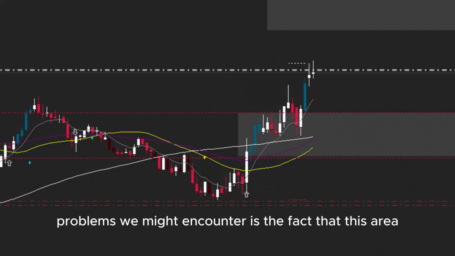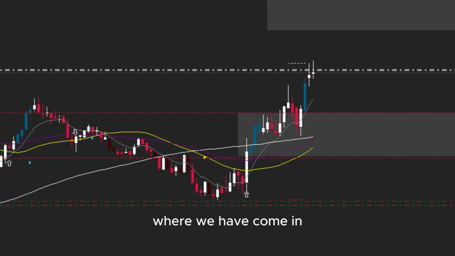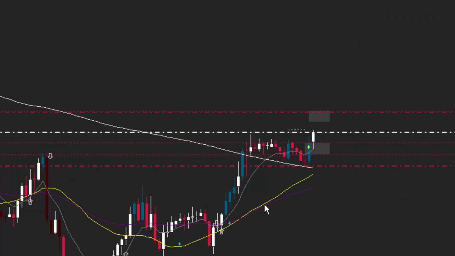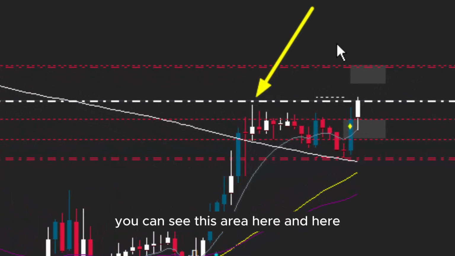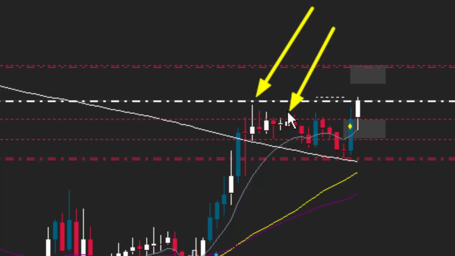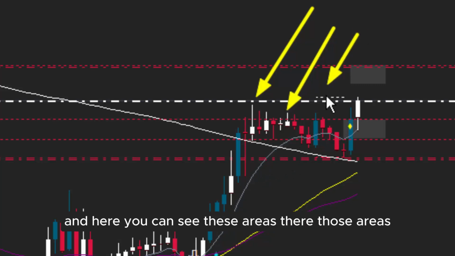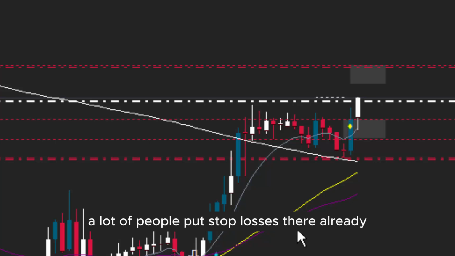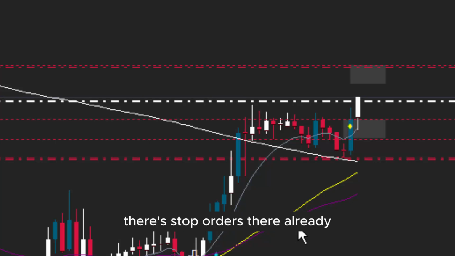Problems we might encounter is the fact that this area where we have come in, this area here, if we look to the left, let me go into the hourly chart. If you look to the left, you can see this area here and here. And here you can see these areas there. Those areas, a lot of people have put stop losses there already. There's stop orders there already.